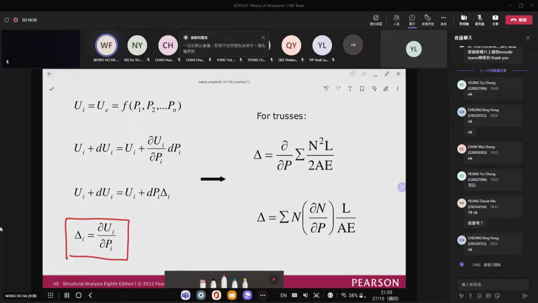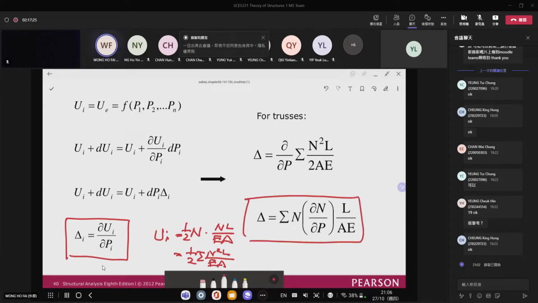Now for a truss, if you still remember, the strain energy Ui is equal to the force, times a half, times the deflection. The deflection is NL over EA. So you can see that the strain energy is half, N square L over EA, and then you need to add all the member forces together, so it is a summation. This is the so-called strain energy. If you take the partial derivative of it, then just N is a variable. So you will have the equation like this: summation of N times dN dP times L over EA.